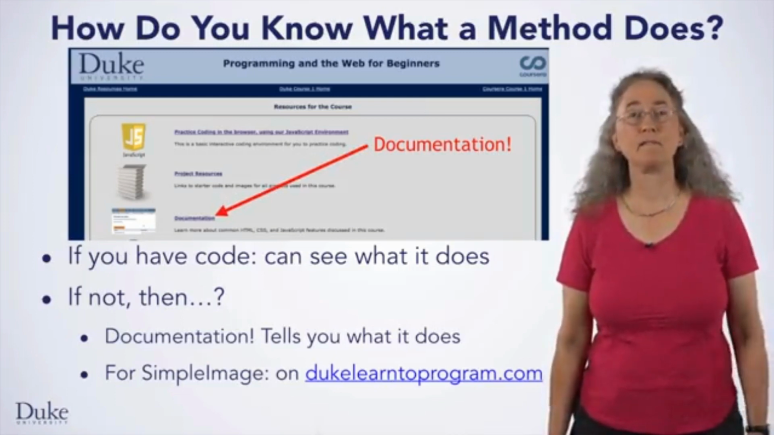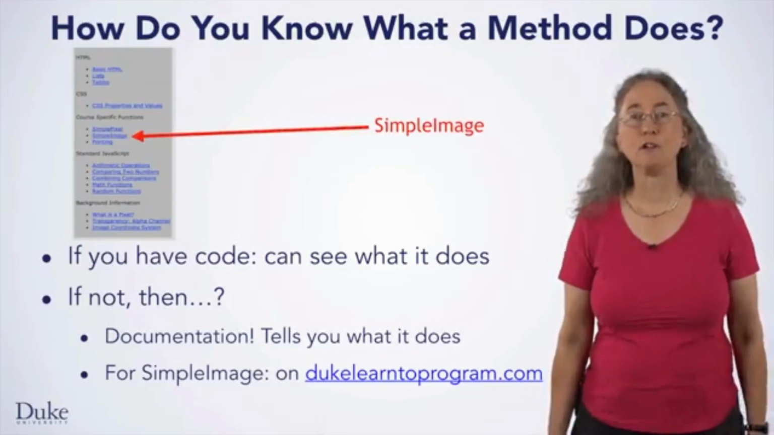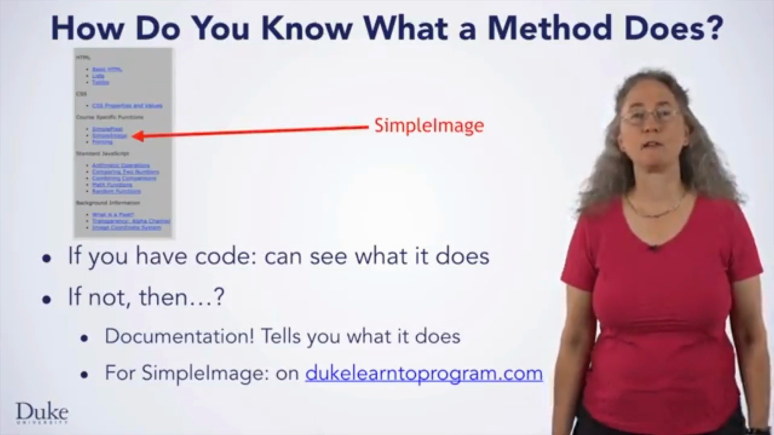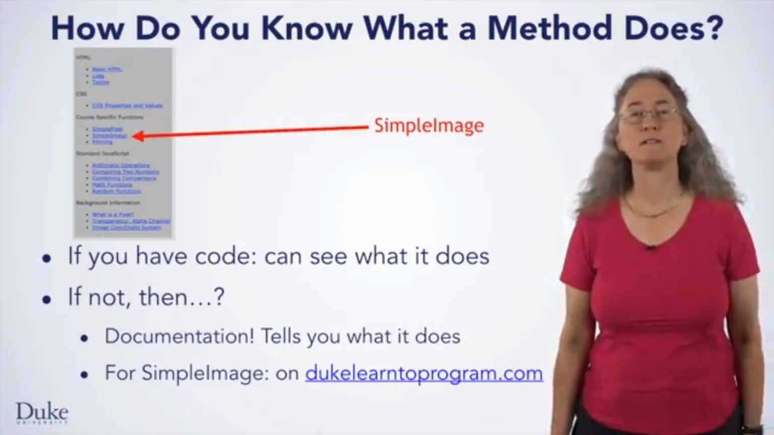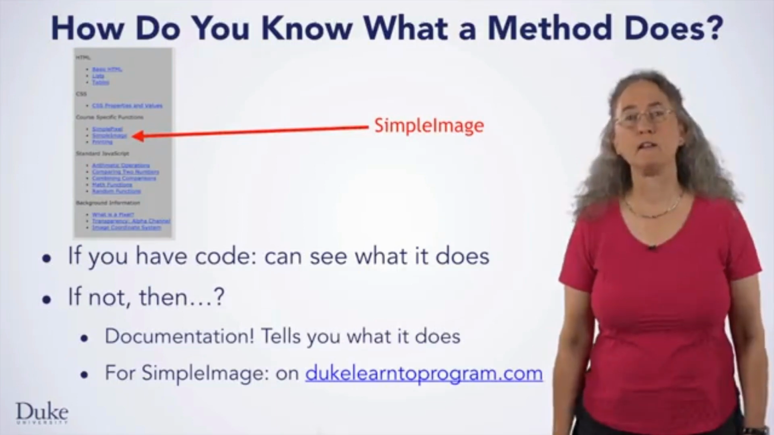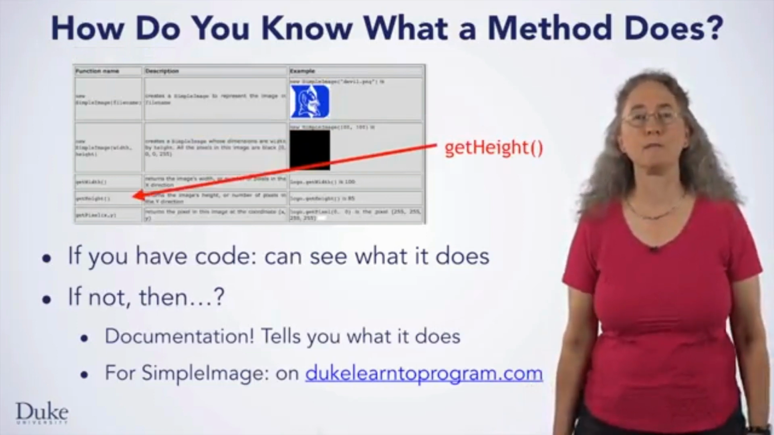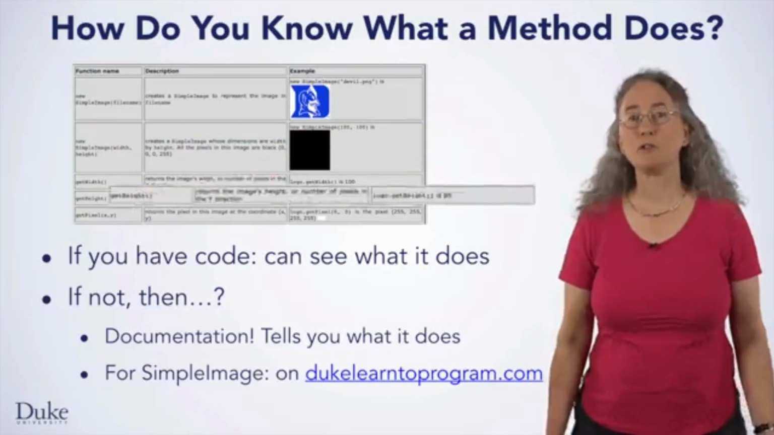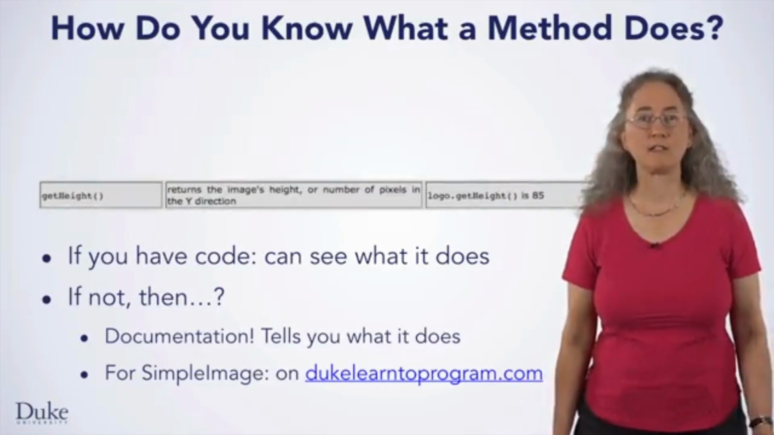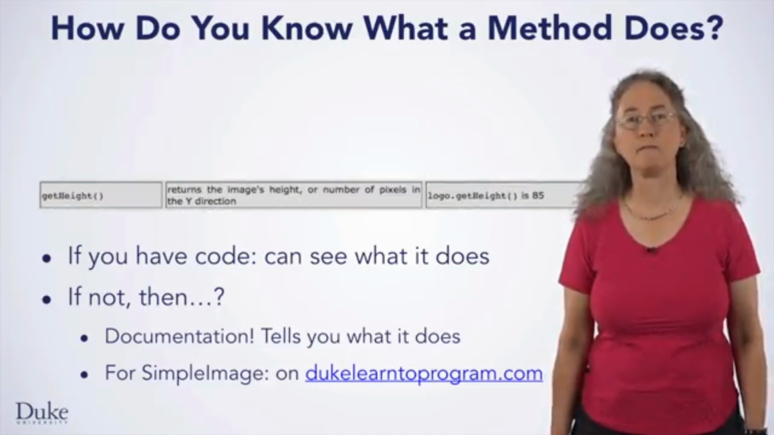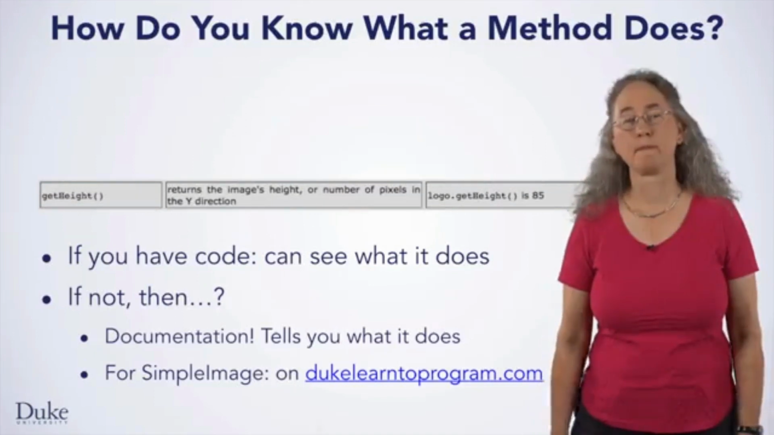If you clicked on it and looked at the left, you would find a list of the topics that are documented. One of these is SimpleImage. If you click on that, you would get to a page that lists the various methods in SimpleImage, including getHeight. If you were to look at this entry, you would see that it describes the behavior of the method. It gives you the height of the image in pixels.